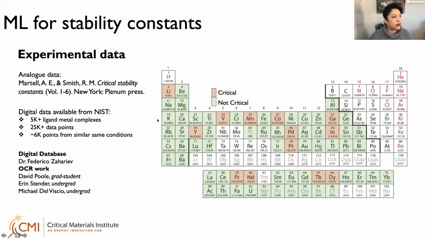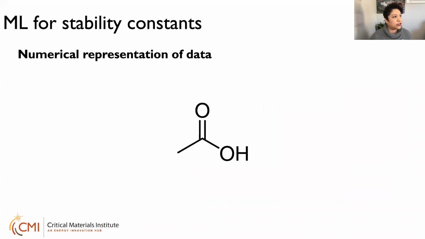And as you see, there's a lot of data for various metal ions, for various ligands, and out of the 25,000 or so data points, about 6,000 are under the same conditions. And so they're the ones that we are focusing on for this research.